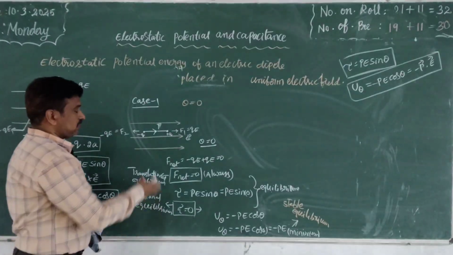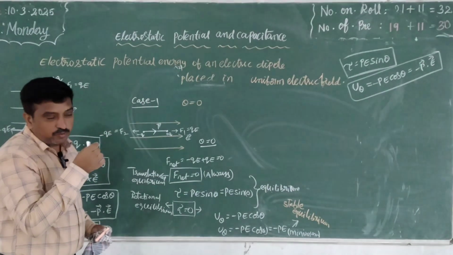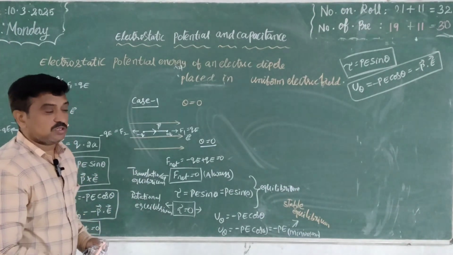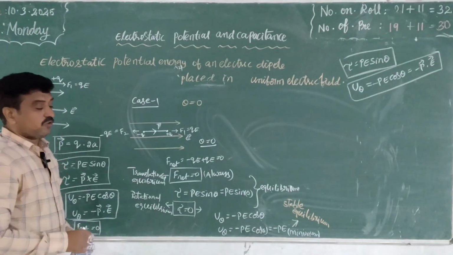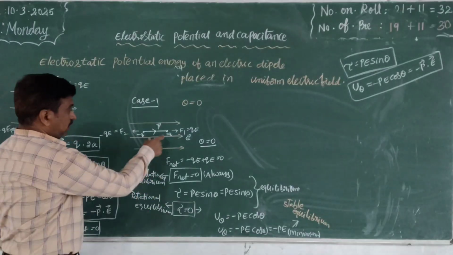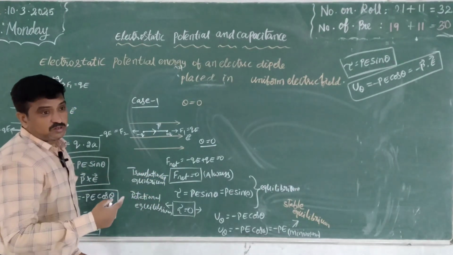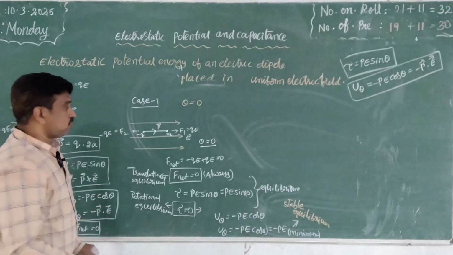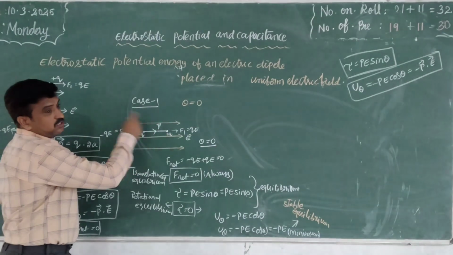So we can say that stable equilibrium means after slightly displacing the electric dipole and releasing it, it will get its original position. That equilibrium we call stable equilibrium. In stable equilibrium, what is the potential energy? Minimum potential energy. Why is it getting stable equilibrium? The electric field always tries to keep the dipole in the direction of its own direction. So due to that, when the electric dipole is slightly displaced, after releasing it, it will get its original position.